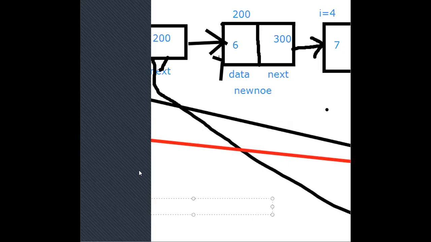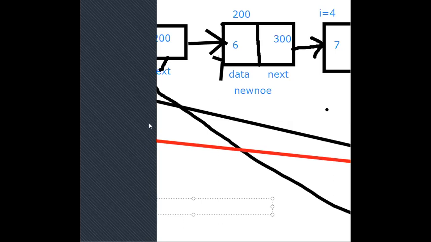Let's see this condition. In main, we call the create linked list function. The create linked list function is this, which creates this linked list. And again we call the display function, which is this. Then main calls this function. So thank you very much.